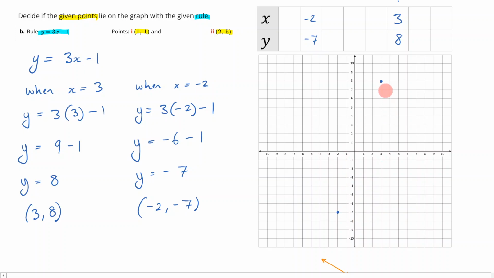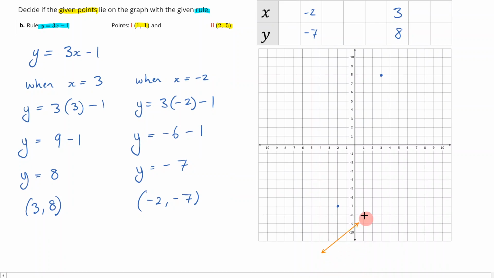Now, I can actually draw my graph just based on these two points. So let's do that. I'm going to draw my graph. Just remember, my graph is just going to connect these two points together.